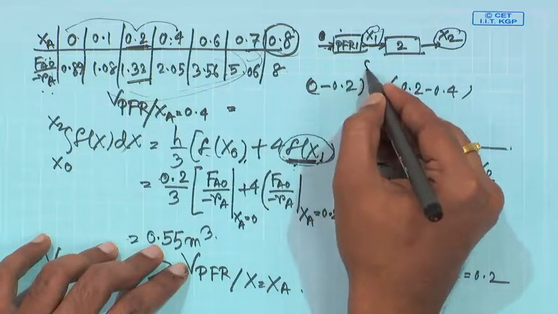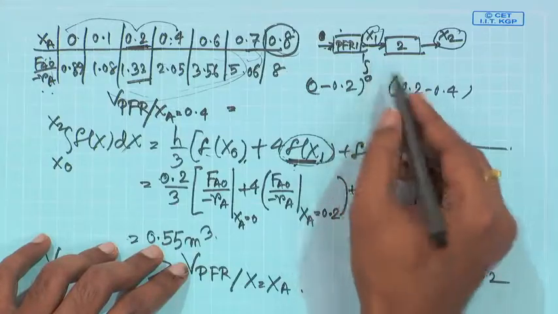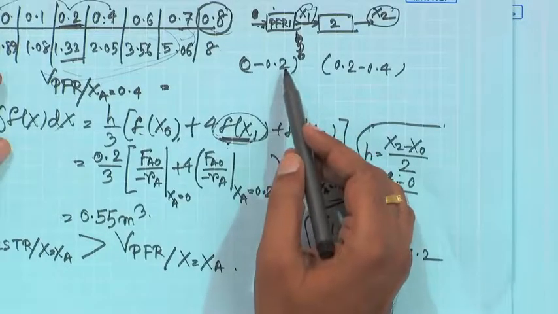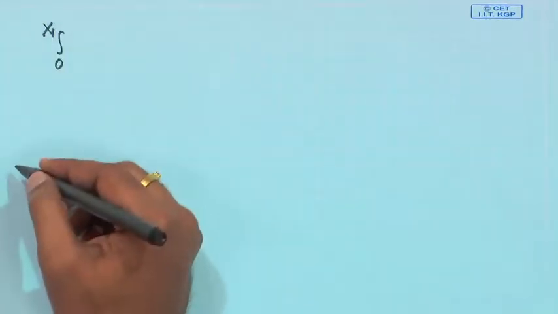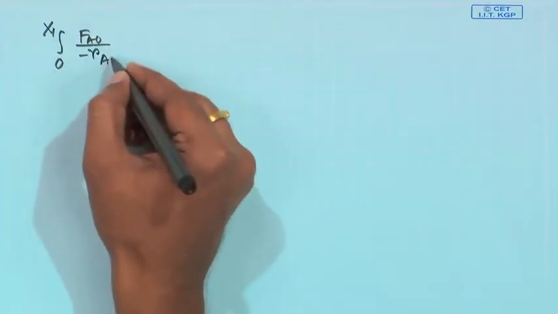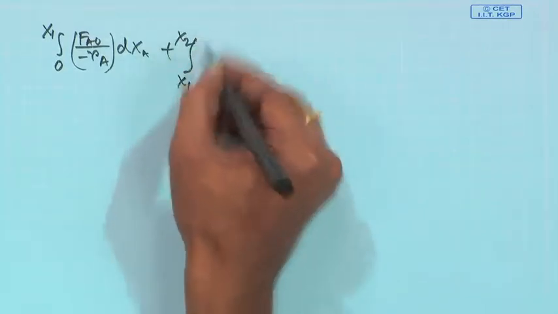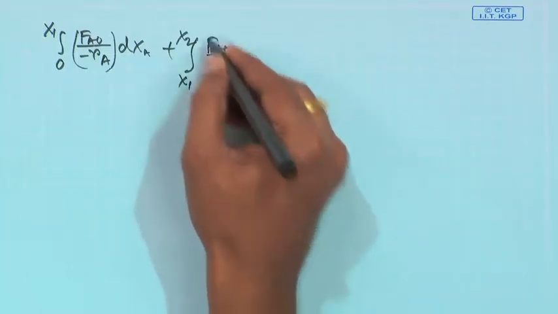The total volume will be the volume of the first one, which is 0 to x1. I will just write it down on a new page. So, what will be the total volume? The volume of the first PFR will be the integral from 0 to x1 of FA0 by minus rA into dxA, plus the integral from x1 to x2, which is the volume of the second PFR, of FA0 by minus rA into dxA.